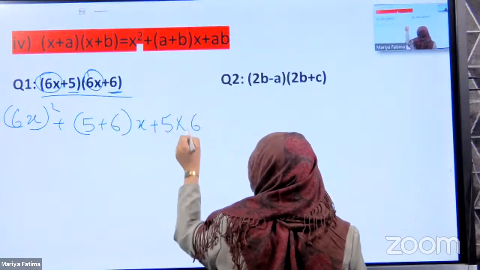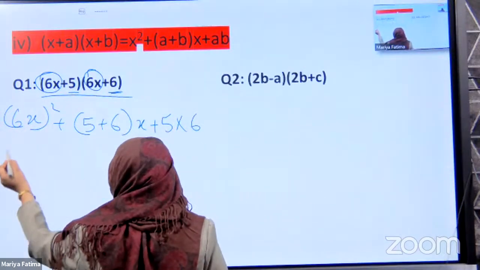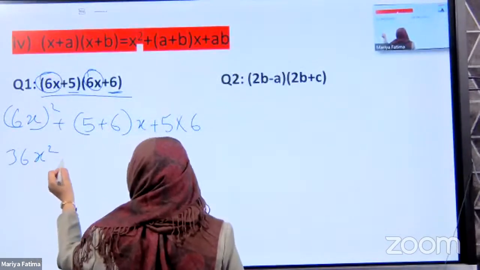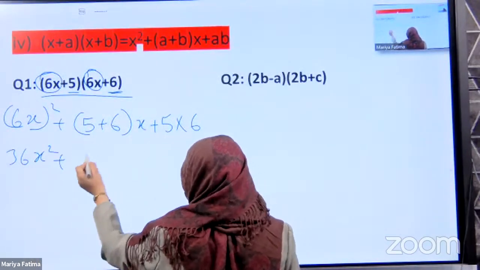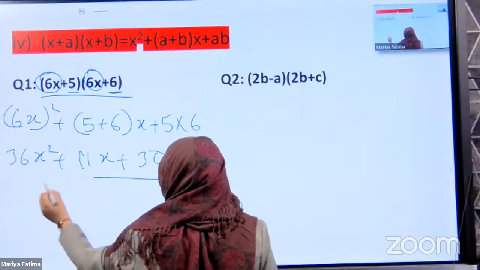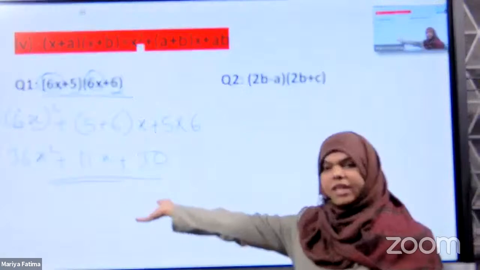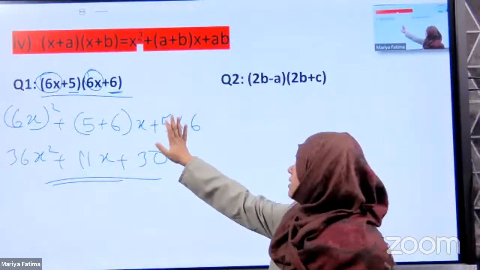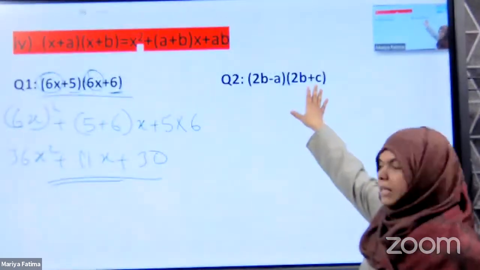5 into 6. Okay, 6 6s are 36, x square plus 5 plus 6 is 11, x, 5 6s are 30. So this is your answer. Directly, within 2 steps, you can get the answer. In the same way, you can apply this also.